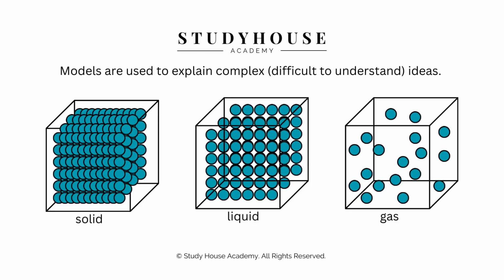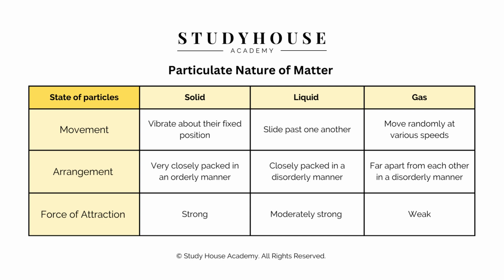Models are used to explain complex, difficult to understand ideas. Particulate nature of matter. Starting with solid, the particles vibrate about their fixed position, are very closely packed in an orderly manner, and have a strong attraction force. Next, liquid particles slide past one another, are closely packed in a disorderly manner, and have a moderately strong force of attraction. Lastly, gas particles move randomly at various speeds, are far apart from each other in a disorderly manner, and have a weak force of attraction.